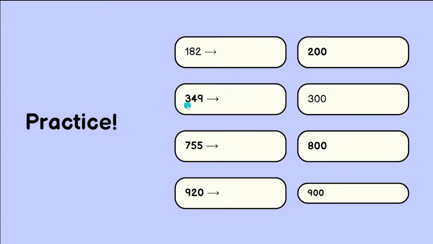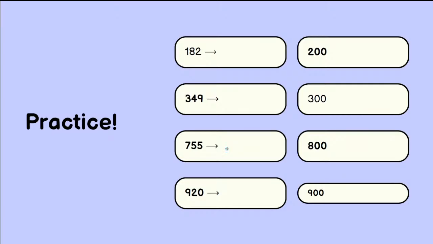Next we have 349, and 4 is between 0 and 4, so we're rounding down. So since we're rounding down, the hundreds place will stay the same, and then tens and ones become 0, so we get 300.